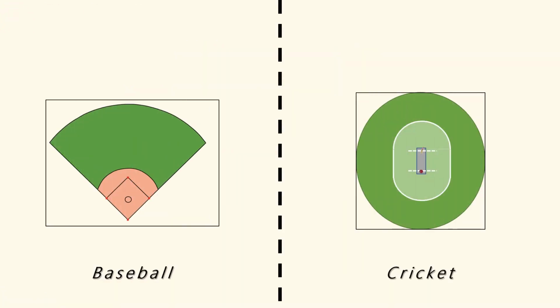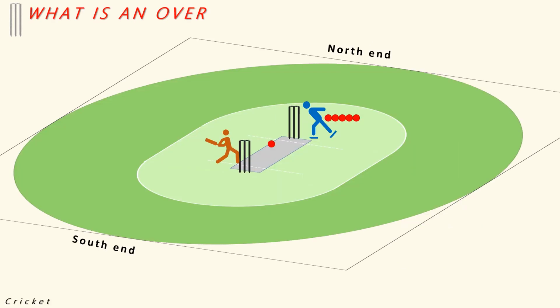Let's now move to cricket's bowling, which is comparable to pitching in baseball. Let us first understand what an over is in cricket. An over consists of six consecutive legal deliveries bowled by a player from the fielding side from one end of the cricket pitch to a player batting at the other end of the pitch.